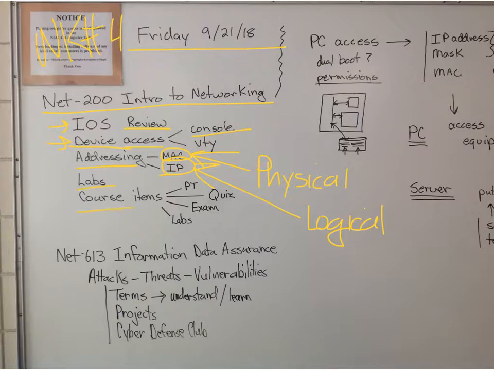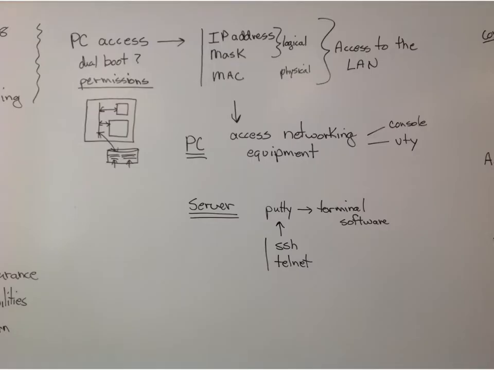Talk a little more about labs, class items, Packet Tracer. You need to be taking the quizzes, completing the exams, and completing the labs. Let's go ahead and take a look here. PC access: it has an IP address and the mask, which is logical. What's already there is the physical address, the MAC.